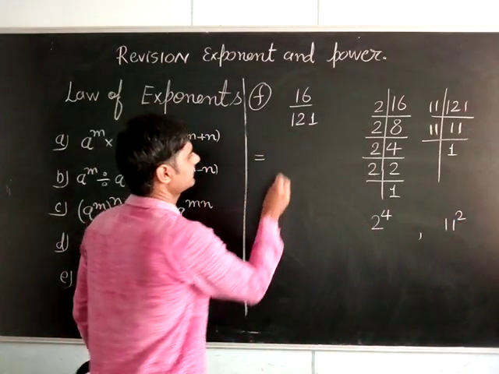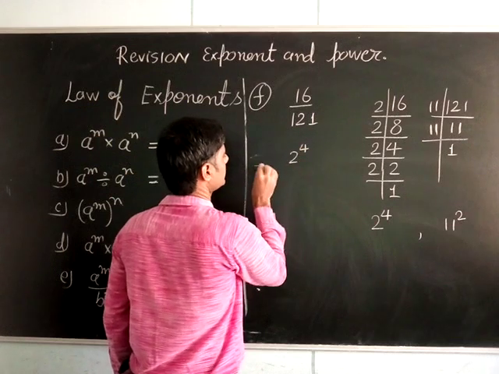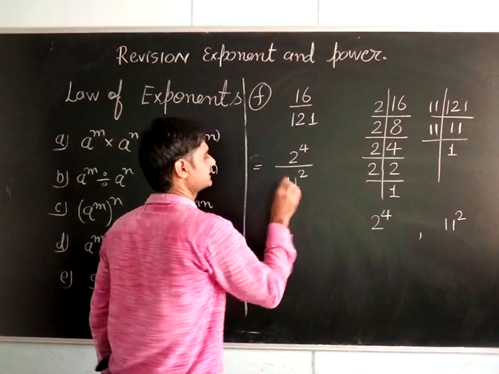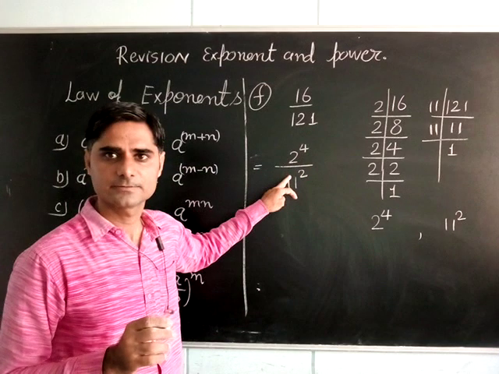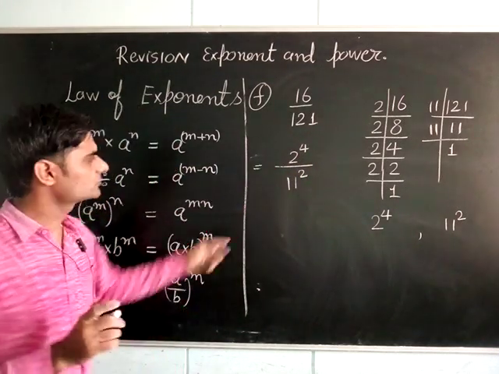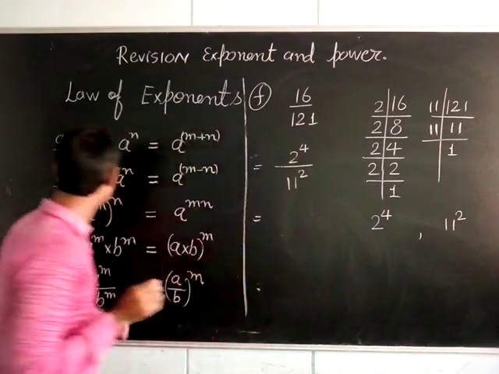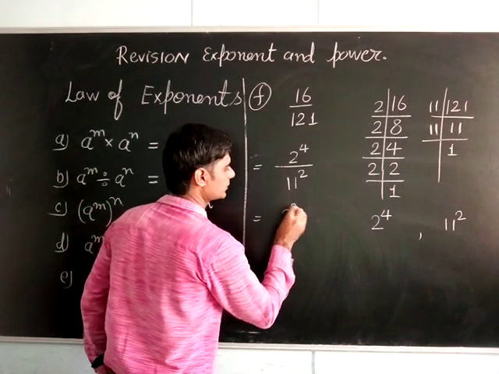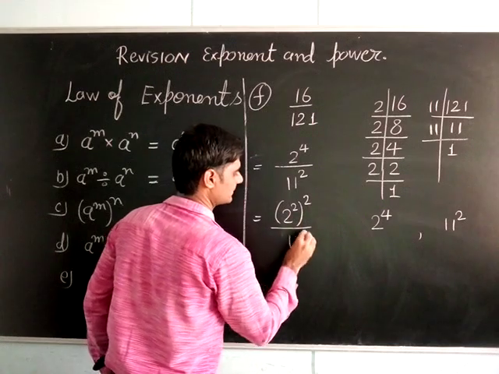Right? So here, can you write here 2 power 4 upon 11 power 2. See, these powers are different. If these are the same, can we change into this form? Yes. So try to make them the same. Can we write this one according to the rule m power n? Can you write like this: 2 power 2 whole power 2 upon 11 power 2.